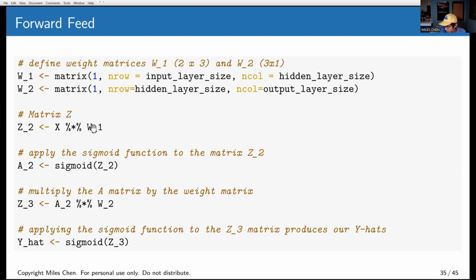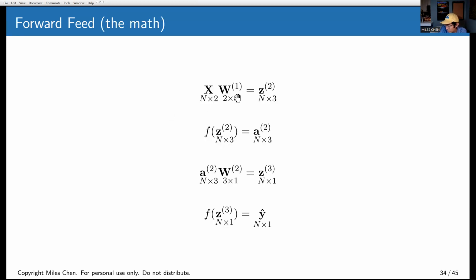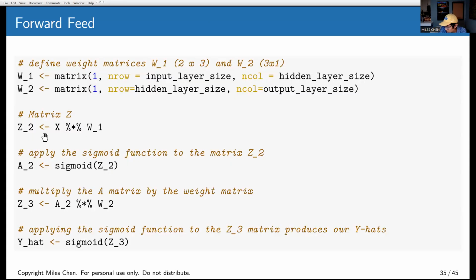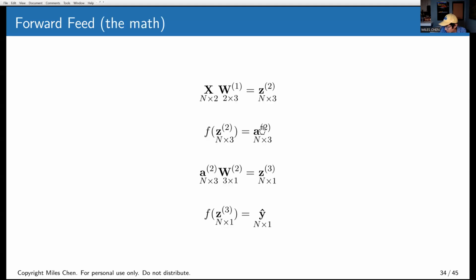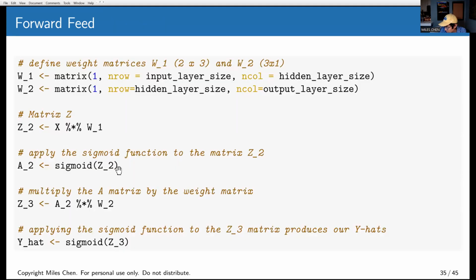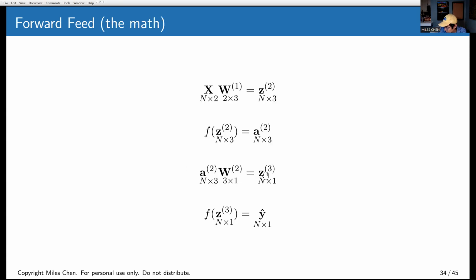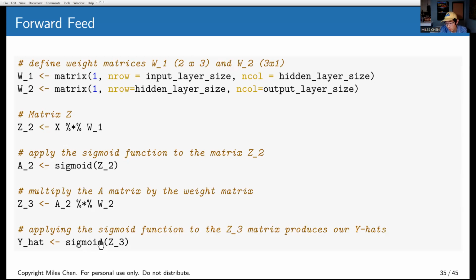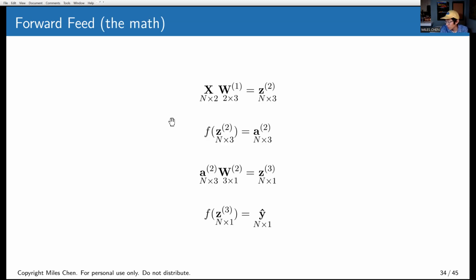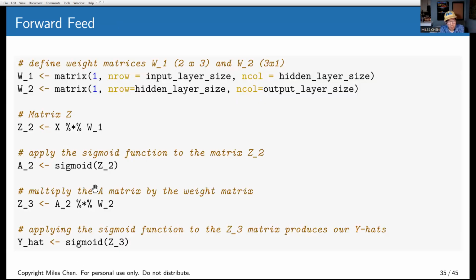We'll do forward feed by doing X times W1. X times W1 gives me Z2. Then we apply the sigmoid function to Z2 to get A2. Then we do A2 times W2 to get Z3, and we apply the sigmoid function on Z3 to get Y hat. So this is just doing forward feed, taking our math and turning it into instructions in our code, where this percent star percent is the matrix multiplication operator.